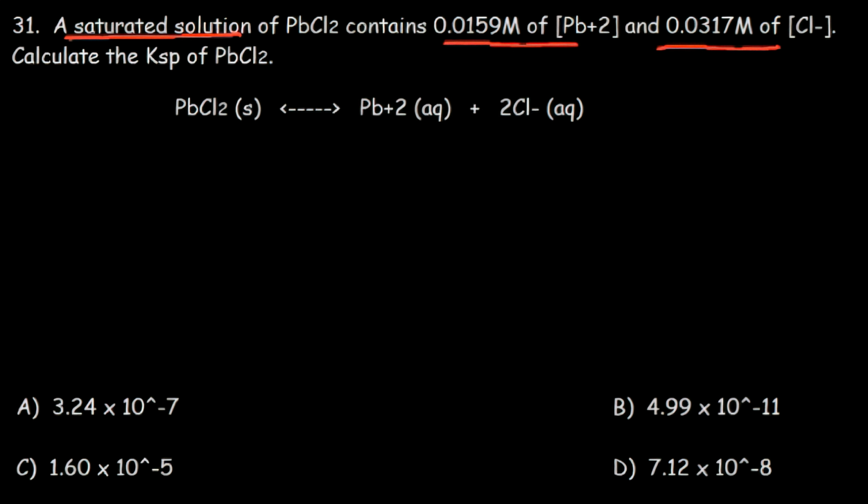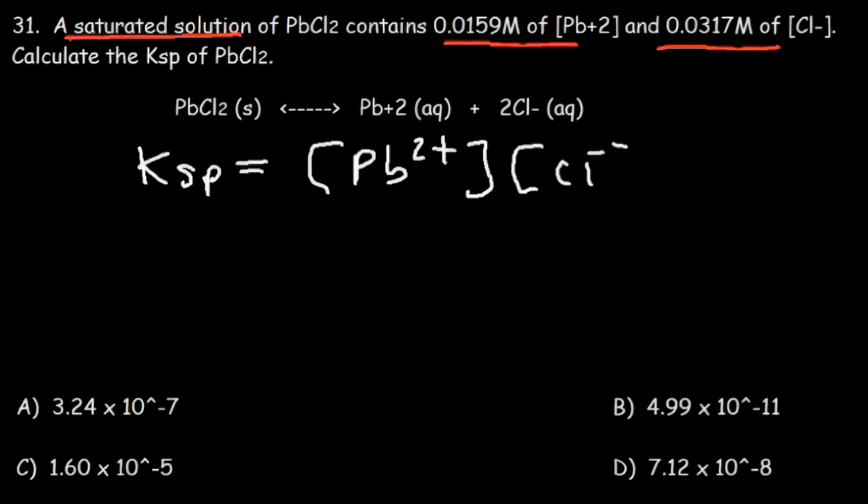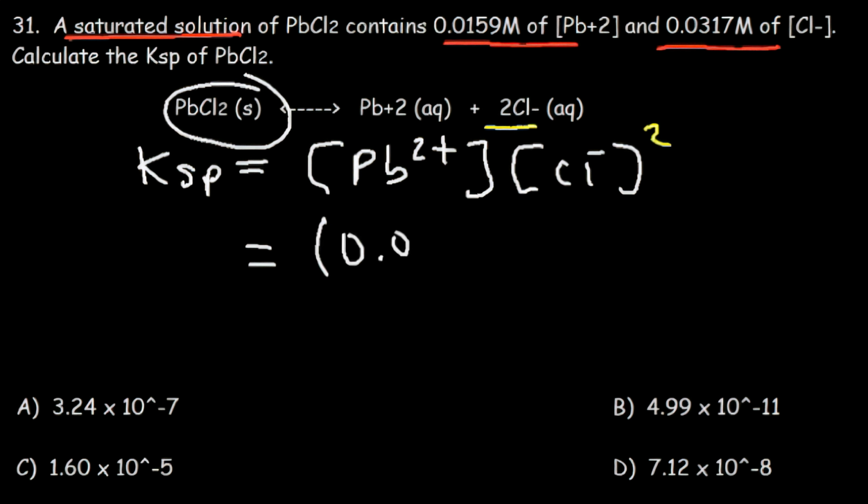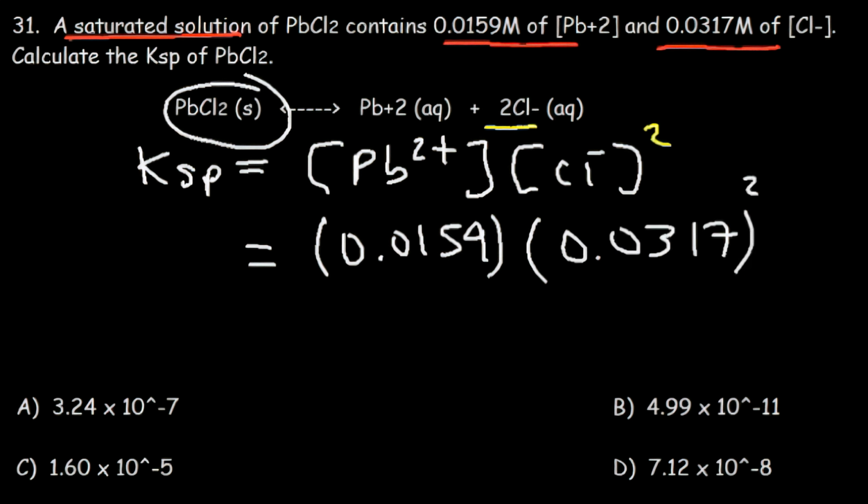So let's write the expression of Ksp first. So Ksp is the ratio of products to reactants. So the products are Pb2+ and chloride. Now we have a coefficient of 2 for chloride, so let's put a 2 in the exponent position. And we don't have to worry about the solid. We can put a 1 in the denominator if we want to. So let's plug in 0.0159 for the lead(II) concentration and 0.0317 for chloride. But don't forget to square it.